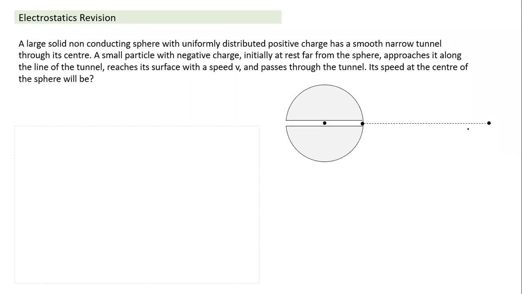So this distance here, this r, is tending to infinity. The charge starts from here, and the initial velocity is equal to 0. It approaches along the line of the tunnel, moves along this path, and reaches the surface with speed v. What is the speed when it passes through the center here? This speed is v, and this is vc.